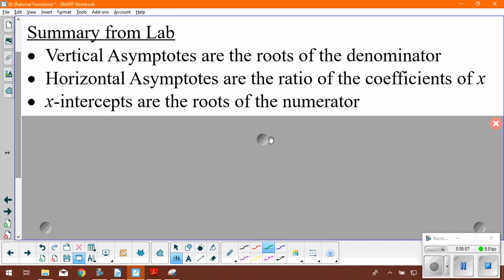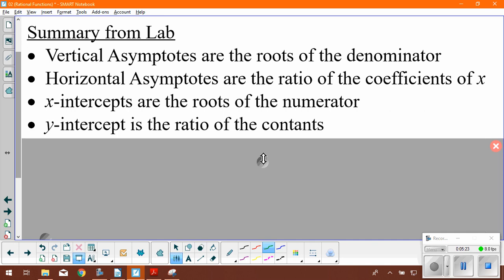Okay, the x-intercepts, okay, and again, in the handout, we said that was b over a, but that's basically the roots from the numerator. Right? If you solve the little expression in the numerator, that's where your x-intercepts occur. Okay, and the y-intercept is the ratio of the constant terms. So that was b over d in that handout. But yeah, the key thing is it's the constants from the numerator and the denominator.